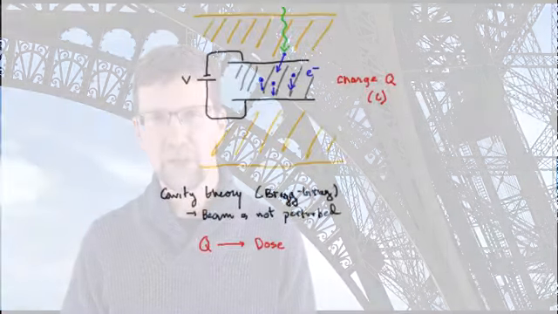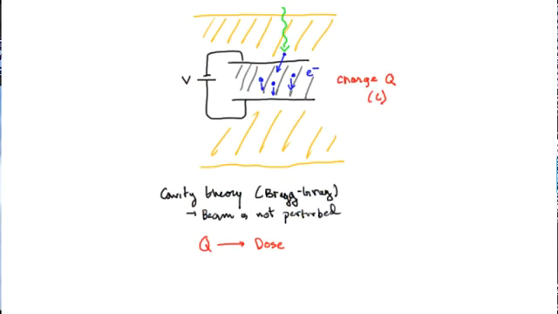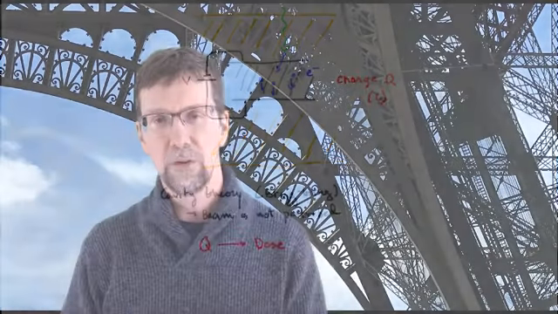So you'll remember that I showed you this picture in the last video and talked about cavity theory and just the general concept that we're going to measure a charge and then we're going to go over and get the dose out of it. And so now I'm going to dig into that in a little more detail and show you exactly how that's done and what the factors are that are involved. So here we go.